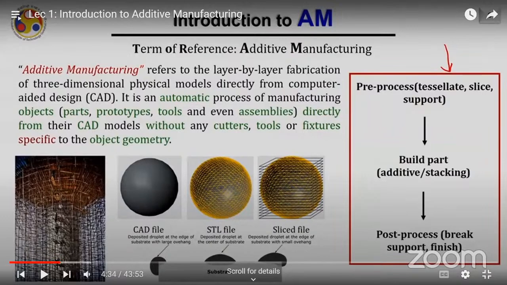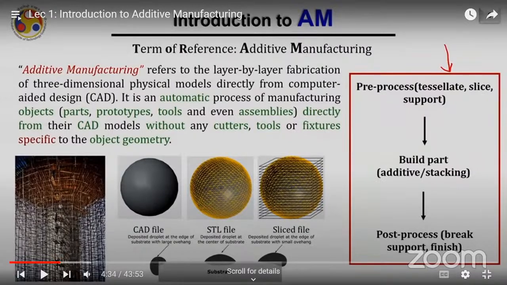Like Scott Crump developed a particular technology called FDM. So FDM was under Scott Crump's patent for 20 years. After that, the patent is not there. So now a lot of people are experimenting with FDM. But a few are very cheap and very low quality, and a few are industrial quality based on their production capability.